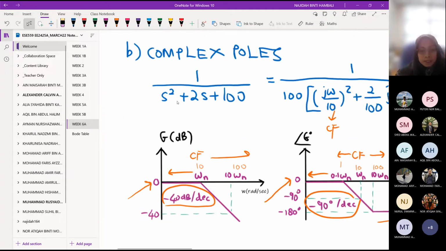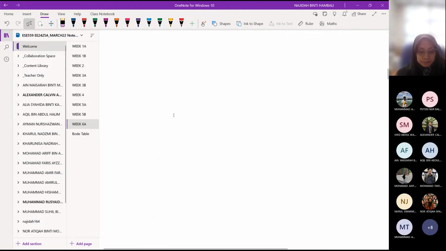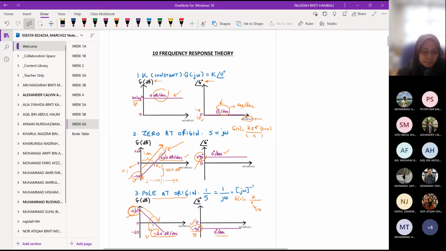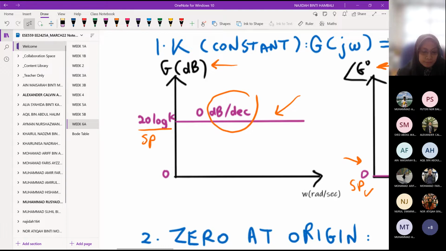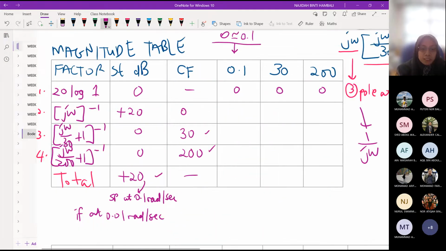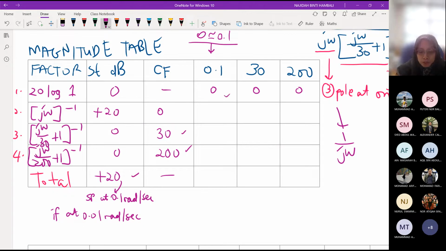You tengok dekat teori number one. This one. Kosong. Zero for all frequency. Okay, 20 log K tu, K ialah 1. So, 20 log K you punya starting point, in this case K is 1, 20 log 1 is equal to 0 dB. So, 0 dB is your starting point for constant. Theory number 1. Slope for all frequency, 0 dB per decade. So semua untuk semua frequency, from 0 until infinity. Clear? Faham. Ada soalan? Okay, so that's why 0 dB per decade for all frequency. You see kosong, kosong, kosong.